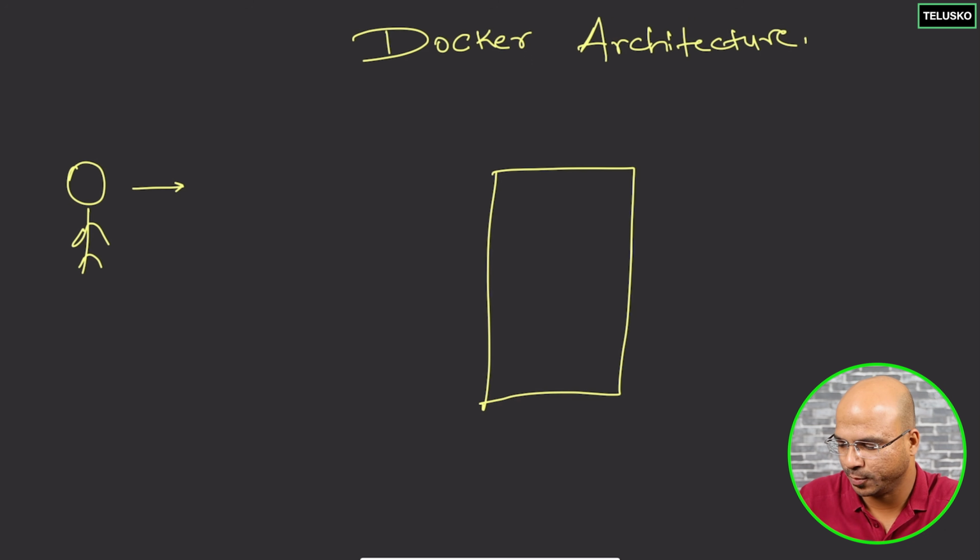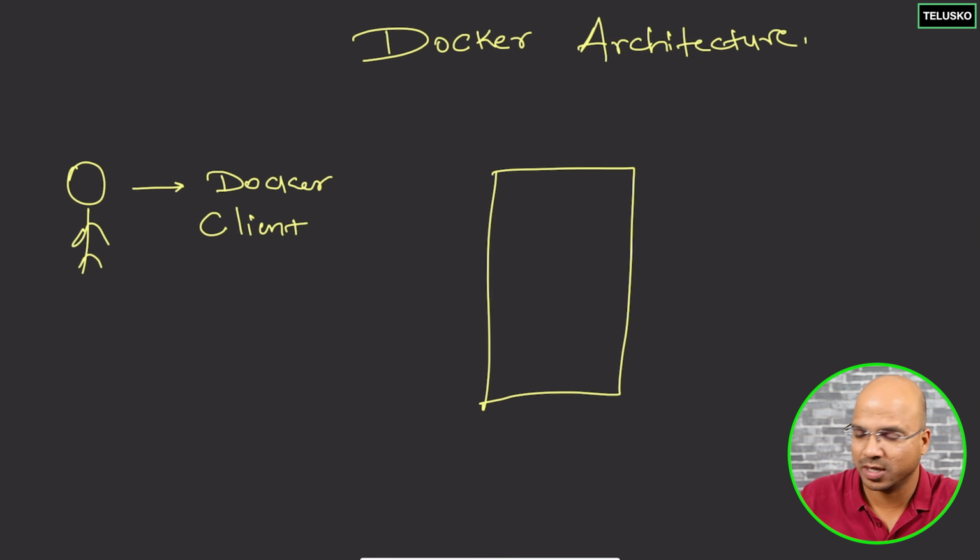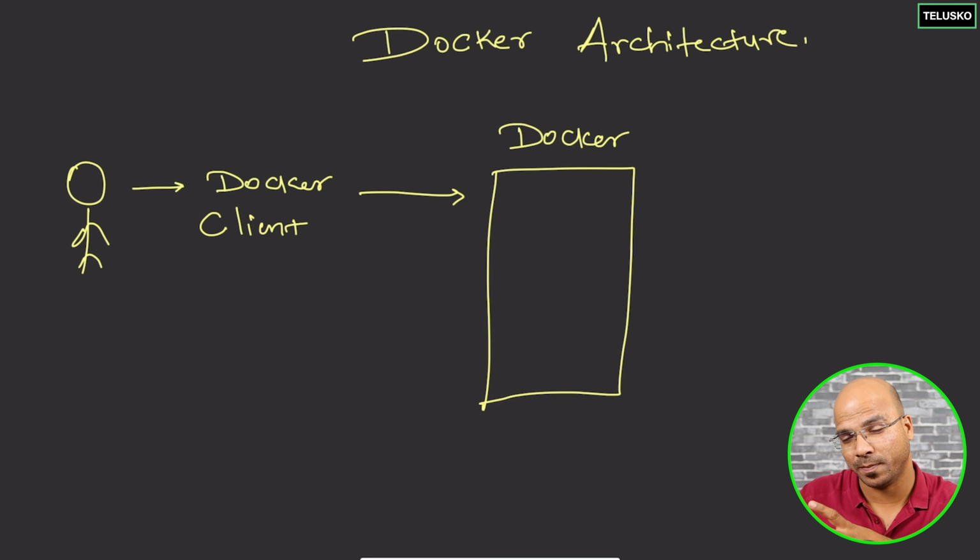So what we have in between is something called a client. Now this is your Docker client. Now this Docker client actually talks to Docker. Okay, so this is your Docker. And of course, the client is also a part of the Docker software because you don't separately install the client, right? When you install Docker, you get everything. So yes, the Docker client is also a part of Docker.